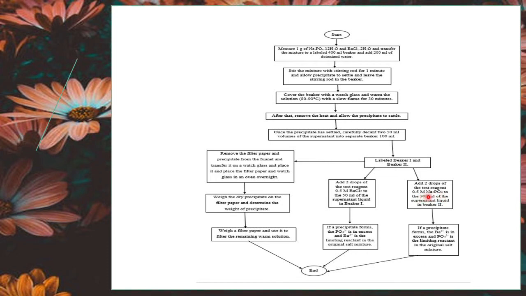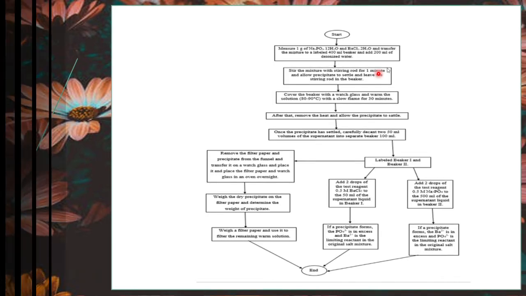In beaker 2, add 2 drops of test reactant, 0.5 ml Na3PO4, to the 50 ml of the supernatant liquid. If the precipitate from the Ba2+ is formed, then Ba2+ is in excess and PO4 is the limiting reactant in the original salt mixture. That is all for the methodology of the experiment.